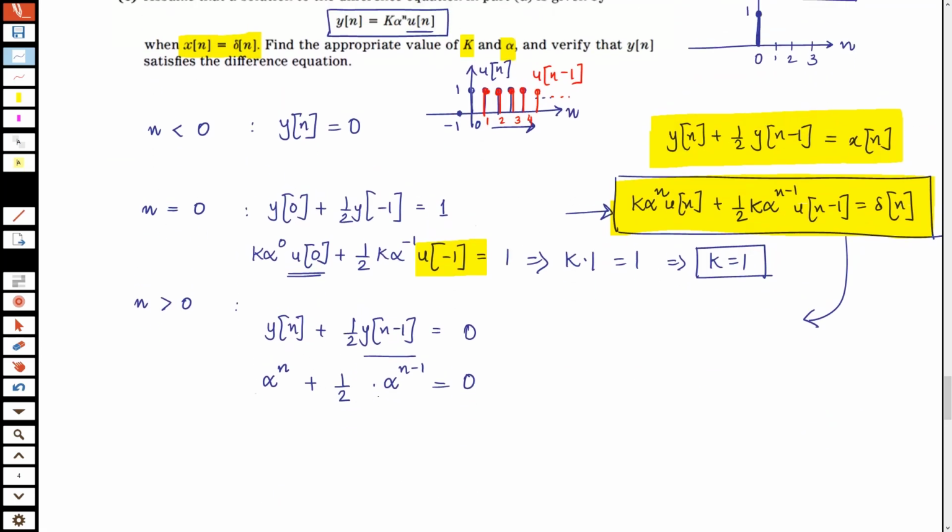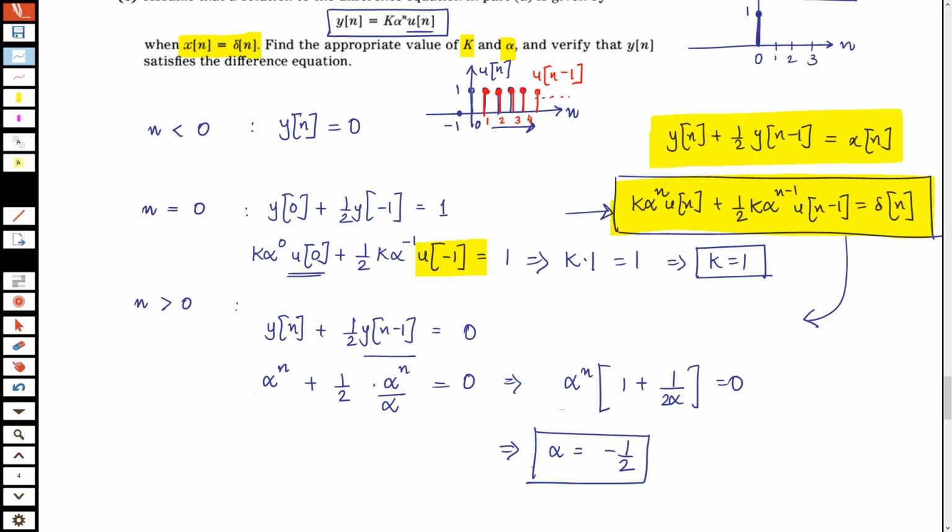Alpha to the power n plus half alpha to the power n minus 1 is equal to 0. Now alpha raised to n minus 1 basically means alpha to the power n divided by alpha. So we could say this is alpha raised to n times 1 plus 1 upon 2 alpha. Now alpha to the power n cannot be 0, it's an exponential. That means it's this term which will have to be 0. And this tells us that alpha is nothing but minus half.